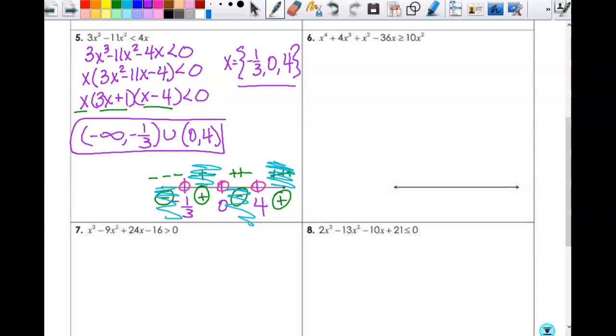Let's look at number 6. So I would move everything to the left, right? So I get x to the 4th plus 4x cubed minus 9x squared minus 36x is greater than or equal to 0. Yes, so I can factor out the GCF. So I'll get x times x cubed plus 4x squared minus 9x minus 36. That's greater than or equal to 0. You could factor by grouping. So go ahead and factor it the rest of the way.